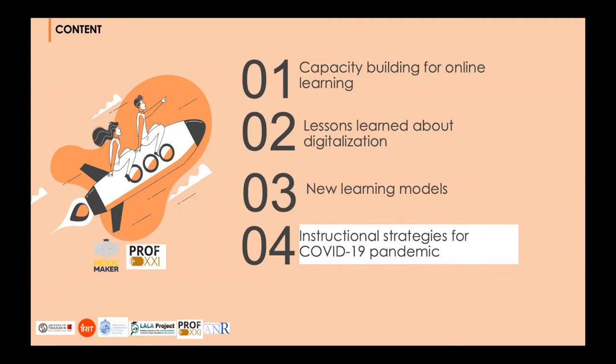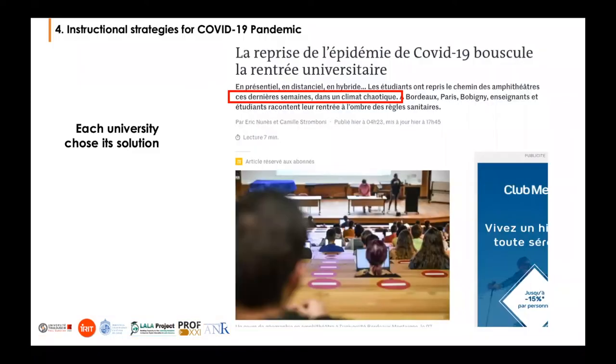In fact, when the COVID crisis started, all the news and media in France said, okay, university is chaos, because no one knew what to do, all the universities were managing as they could, et cetera. And the result was that there was not one directive, each university could do as they could.